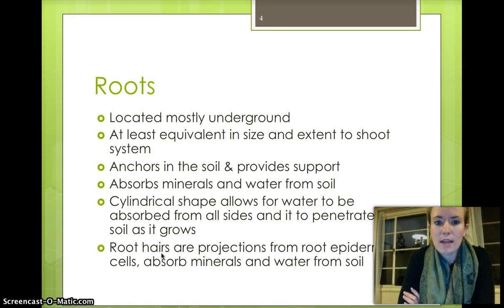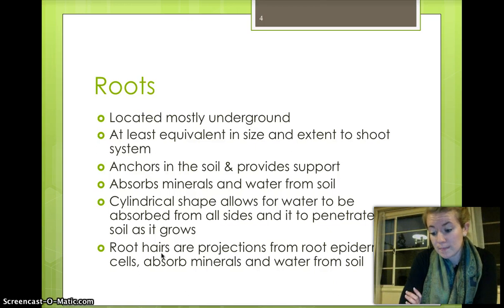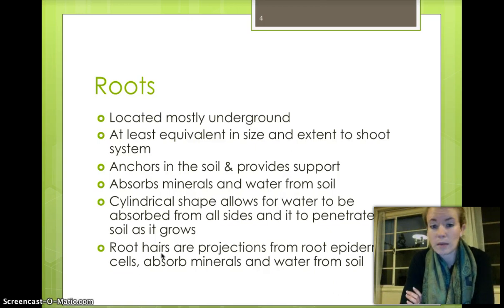You guys probably could have told me that. And something that you might not know is that they are at least equivalent in size and extent to the shoot system. So if you see a very large plant above ground, you are most likely to find a very large root system for that plant underground. Your book says a single corn plant may have roots as deep as 2.5 meters and spread out over 1.5 meters. So what is that? 9 feet, almost, 8-ish feet deep and about 4.5 feet wide. So that's one corn plant. That's pretty crazy. Whereas a tree that lives in the desert, a mesquite tree, may have roots that penetrate to a depth of over 20 meters, which is 60 feet.